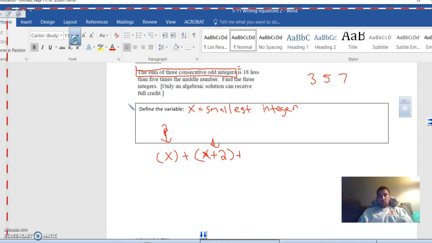Our third integer, because it says 3 consecutive, is x, our first, plus something. How much greater than the first integer is the third? How much bigger is 7, the third integer, than the first one? I just made these up, this isn't the answer, right? But how much greater is the third of 3 consecutive odd integers than the first? Well, it's 4 more. Because if we have 3 consecutive odd integers, they keep going up by 2 each time.